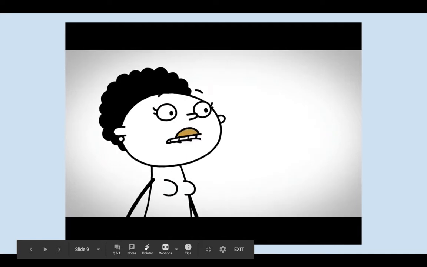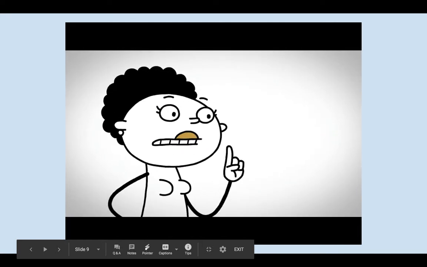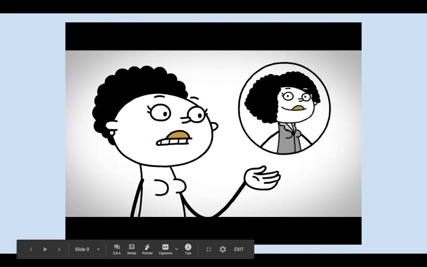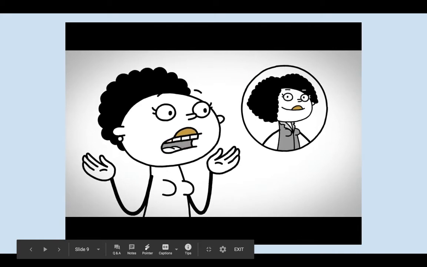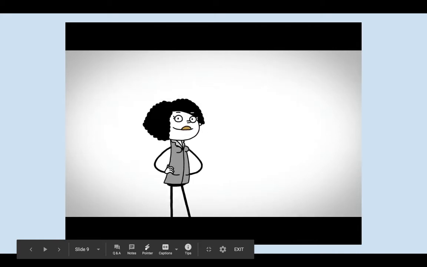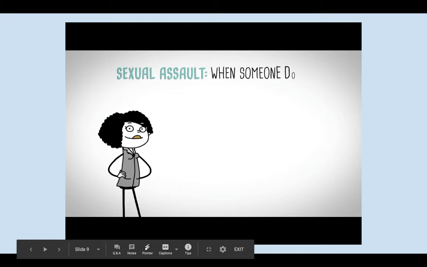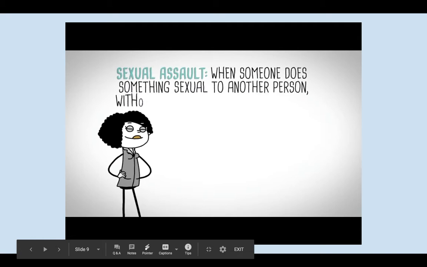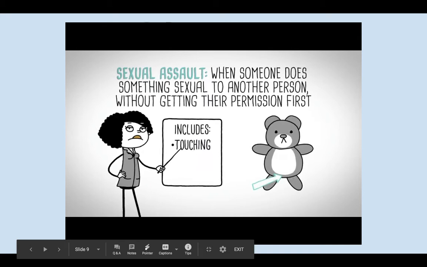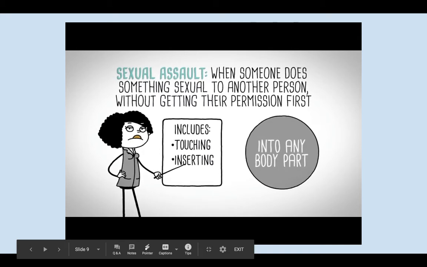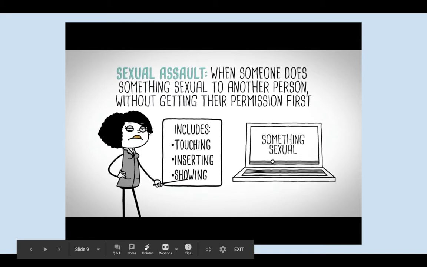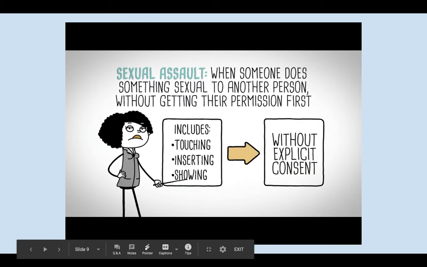I know it's uncomfortable to talk about this stuff, but it's really important. My sister's a social worker, and she told me all about sexual assault. Basically, sexual assault is when someone does something sexual to another person without getting their permission first. That can include anything from touching someone's genitals, breast, or butt, inserting something into any of their body parts, or showing them something sexual when they haven't given their explicit consent.